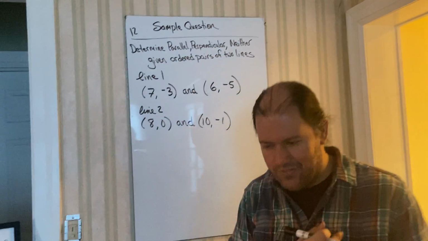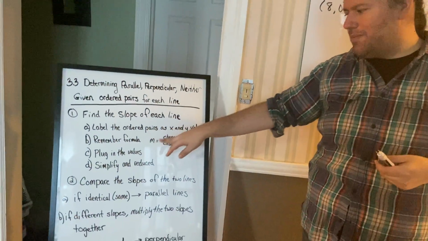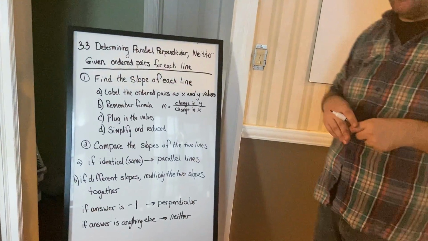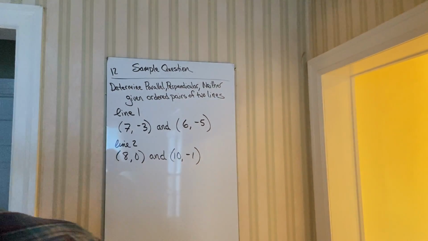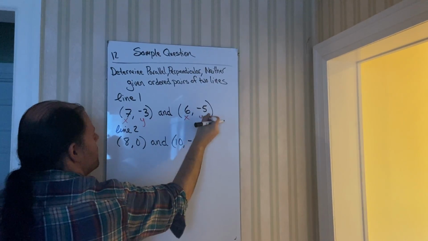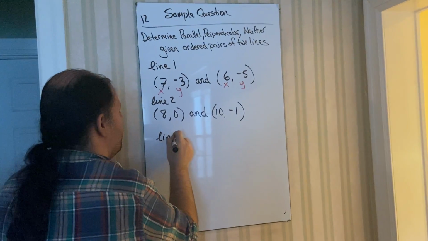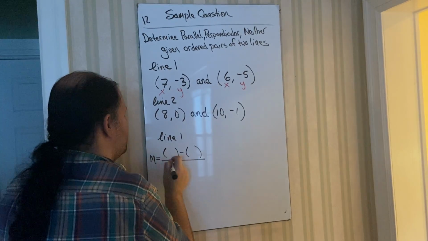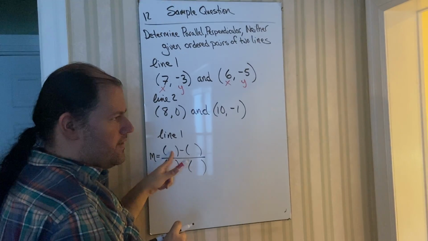So what we're going to have to do is find the slope of each line. So each line, remember, we're going to label our x's and y's, we're going to remember our formulas, we're going to plug in the values, use the bare bones formula, and simplify and reduce. So let's look at line 1 first. Make sure you know that you have an x and a y in each ordered pair. X, y, x, y. Then use the bare bones formula. It's just m equals parentheses minus parentheses over parentheses minus parentheses. Remember, it's always our y's over our x's.